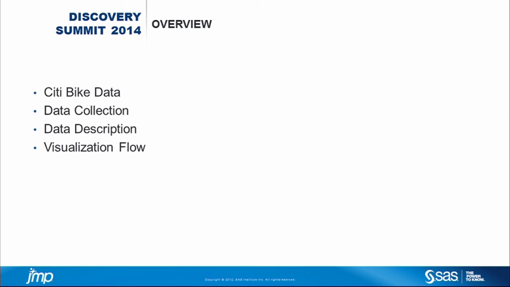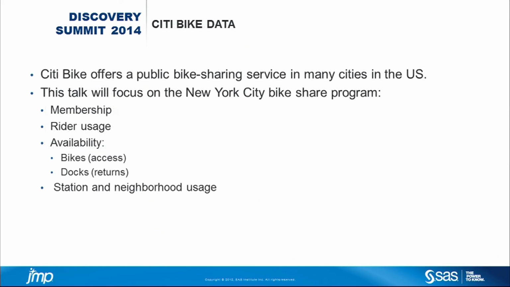So what are we going to look at? We're going to look at the City Bike data. We're going to look at the data collection, data description, and the visualization flow. City Bike, as I said before, and I'll probably repeat numerous times, so bear with me, is a public bike sharing service. And they make their data publicly available on the web for you to consume. So all of their users can consume this data.